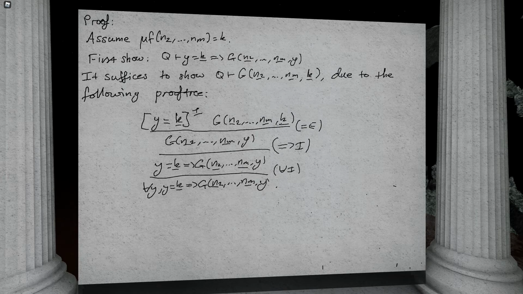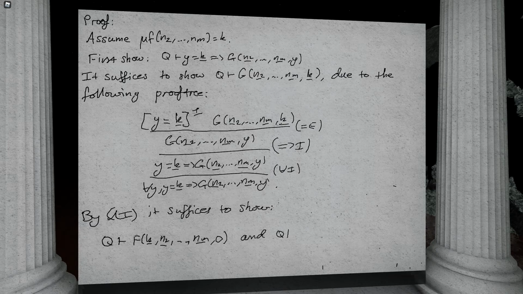Okay, and if we remember what G was, it's the conjunction of two different formulas. So by conjunction introduction, it suffices to show that Q can prove f of k underline, n2 underline up to nm underline, 0, and Q can prove for all w, if w is less than k underline, then it's not the case that f of w, n2 underline up to nm underline evaluates to 0.